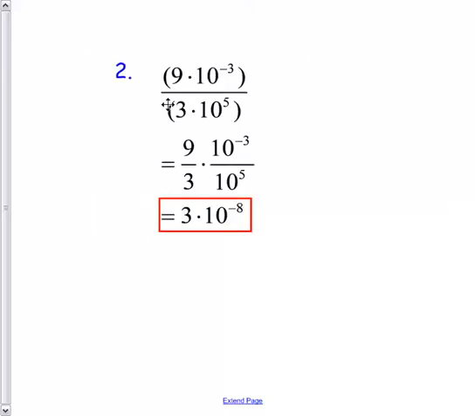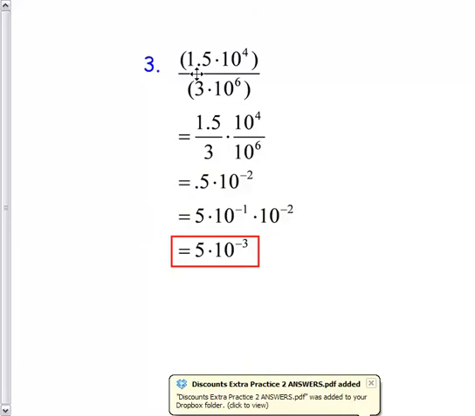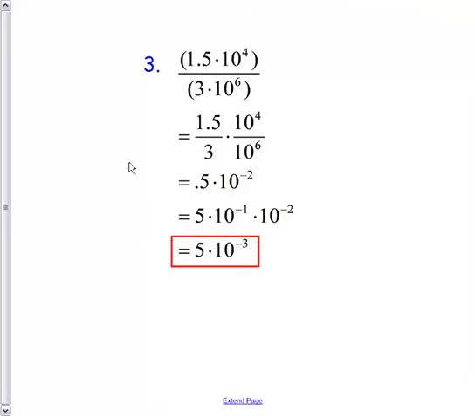All right, with this one, we would divide 9 by 3 and get 3. 10 to the -3rd power minus 5 would be 10 to the -8th power. This was going to be a really small number, right, if we put it in standard form. And then for the last one, we would divide 1.5 by 3, and we get 1/2. And then 10 to the 4th power minus 6 would be 10 to the -2nd power.